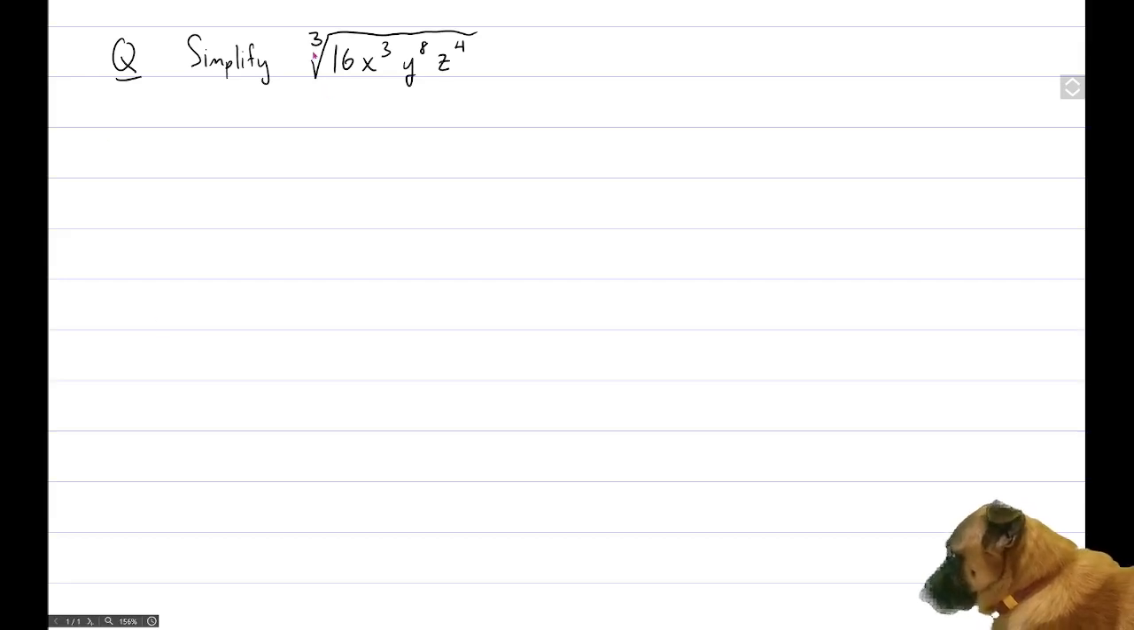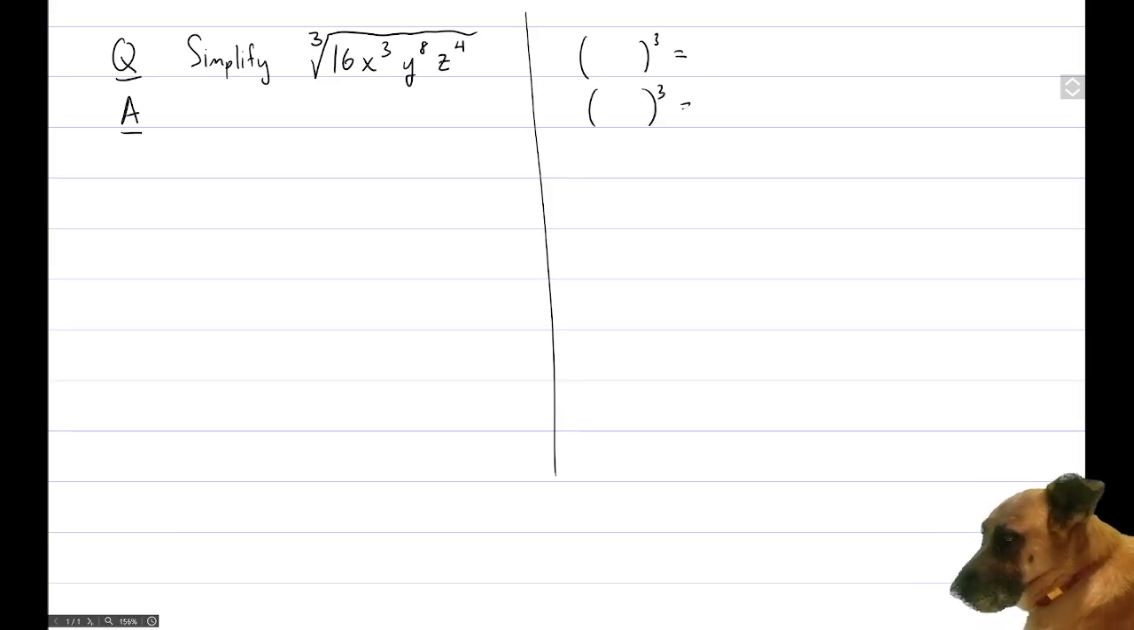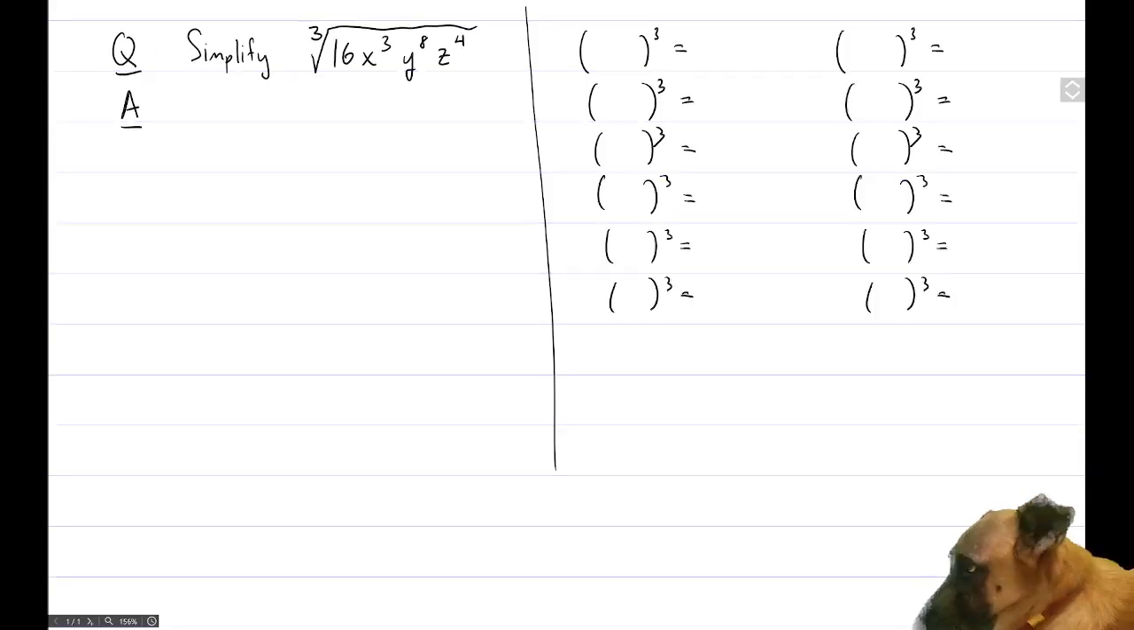Let's take a look at the cube root of 16 times x cubed times y to the 8th times z to the 4th. Now before we really take a look at doing an answer, I'm going to suggest we do the following. Whoops, not square. Cube. Something cubed, and something cubed, something cubed.